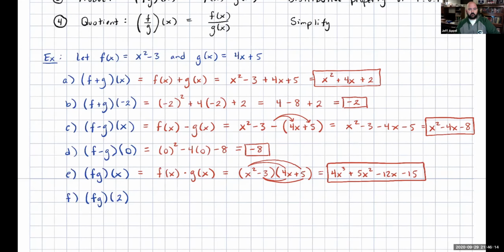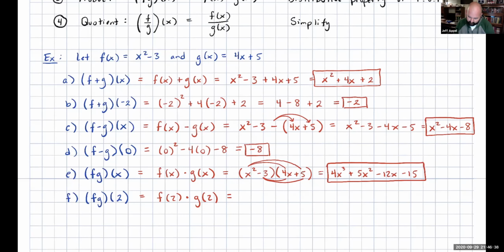But another approach is to recognize that what this really means is you're taking f of 2 and multiplying it by g of 2. So instead of multiplying the functions together and then plugging in the 2, you can plug the 2 into the functions first and then multiply their results together.